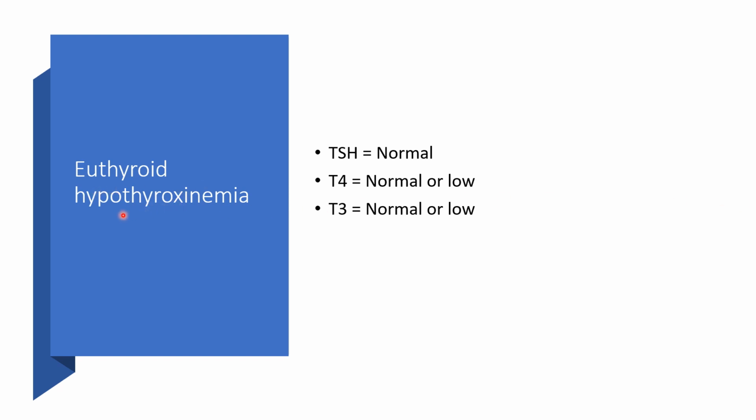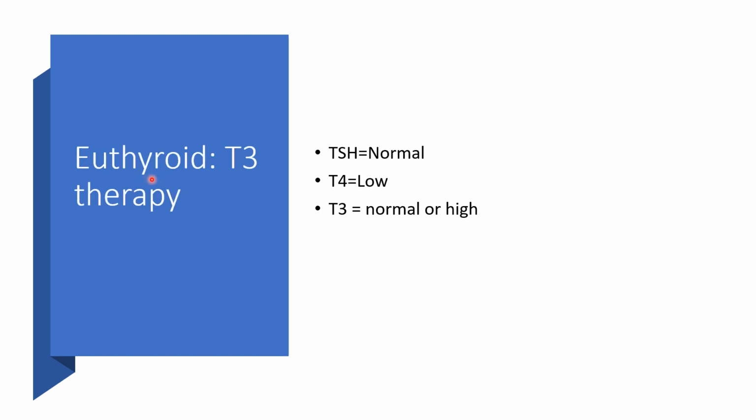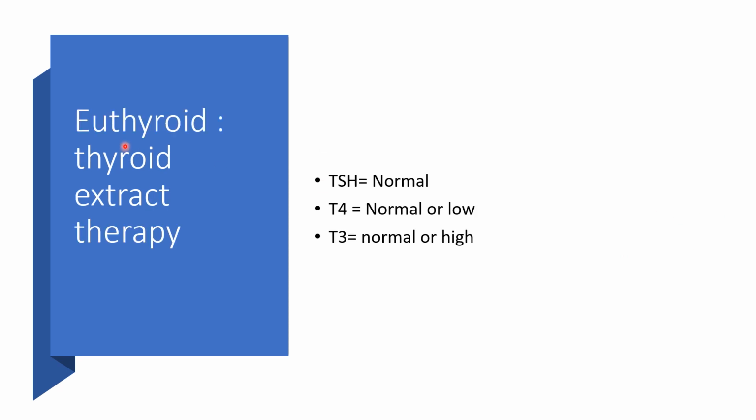In euthyroid hypothyroidism, okay, TSH will remain normal, but T4 can be normal or low. Remember, it's hypo now. T3 will be normal or low. In euthyroid with T3 therapy, TSH will be normal because it's euthyroid, right? T4 will be low, while T3 will be normal or high. Remember, it's T3 therapy. You are giving T3 exogenously. In euthyroid with thyroid extract therapy, TSH will be normal, T4 normal or low, T3 normal or high.